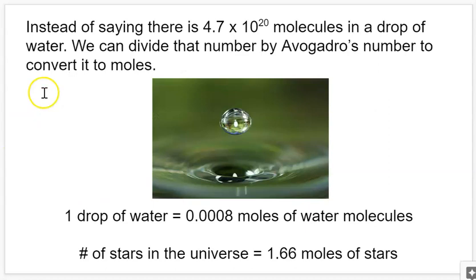So instead of saying that there are 4.7 times 10 to the 20 molecules in a drop of water, we can divide that number by Avogadro's number to make it in moles instead. And if we did so, we'd get a value of 0.0008, or 8 10,000ths. This is a lot easier to work with than this. Also, if we wanted to calculate the number of stars in the universe, we could say that there are 1.66 moles of stars. While we use moles in chemistry, they're an idea that can be applied to anything. So you could have a mole of grains of sand. You could have a mole of cells in your body, for example.